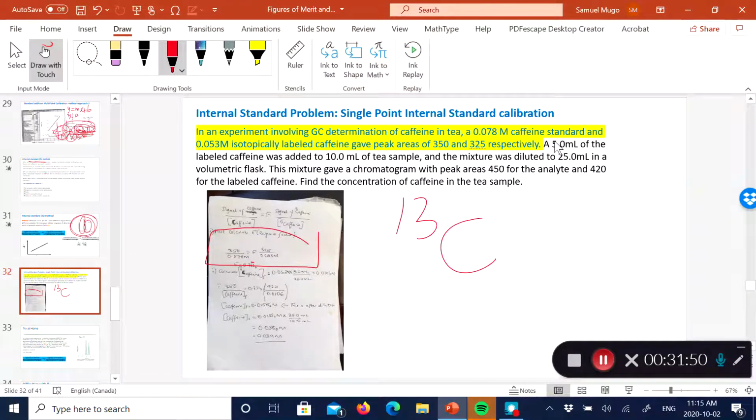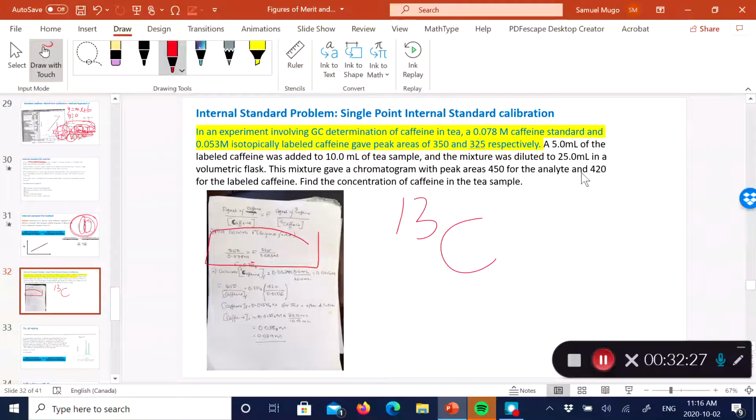In this case, the real analysis was 5 ml of the labeled caffeine, remember that's the internal standard, added to 10 ml of tea sample. You're trying to analyze caffeine in tea. And then after that, you did the dilution of that spiked tea sample to 25 ml inside a volumetric flask. And then you analyzed it using the GC. Take note of this. You get 450 as your area for the analyte in the tea.